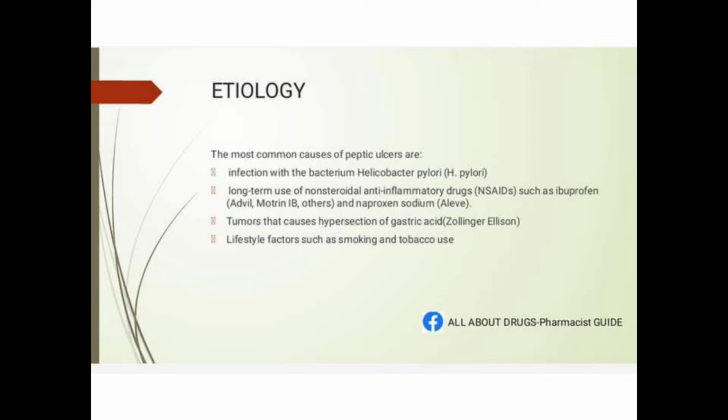Etiology means the causes of peptic ulcer. The most common causes of peptic ulcers are infection with the bacterium Helicobacter pylori, long-term use of NSAIDs such as ibuprofen and naproxen sodium, tumors that cause a hypersecretion of gastric acid like Zollinger-Ellison syndrome, and lifestyle factors such as smoking and tobacco use.